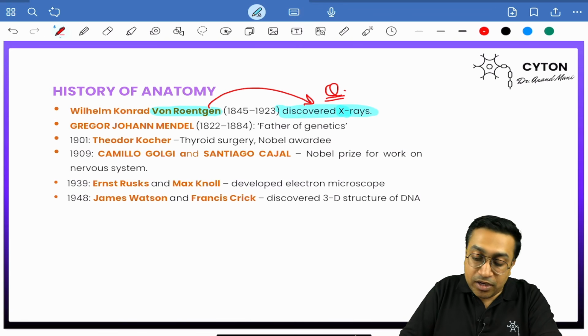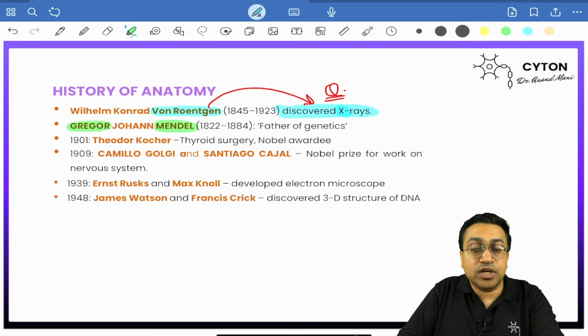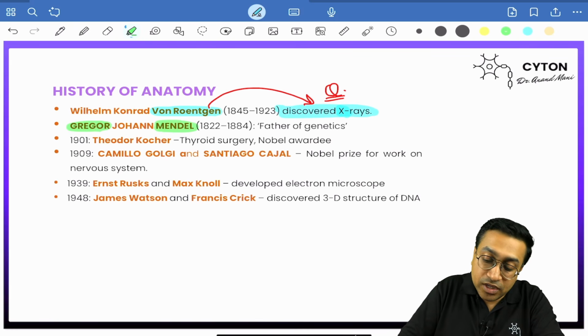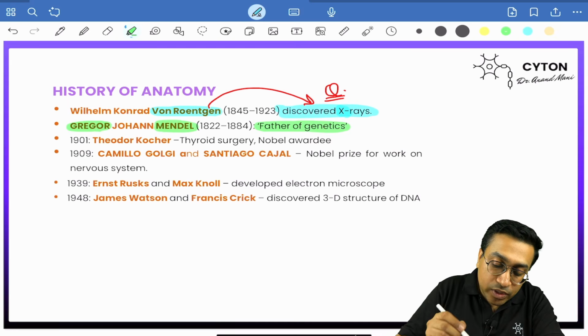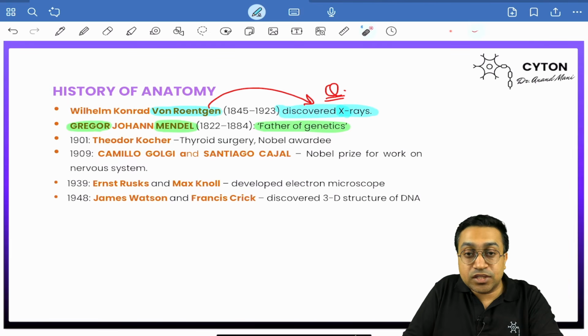Then Gregor Mendel, I think again his name is quite famous, you might be recalling Gregor Mendel. You might have heard it in the institutes also, Akash Institute, or maybe you have joined some coaching in 11th, 12th, you might have come across these names. He was known as the father of genetics, okay. Then there are the names Camillo Golgi and Santiago Ramón y Cajal, okay. They got the Nobel Prize for their work on the nervous system, okay.